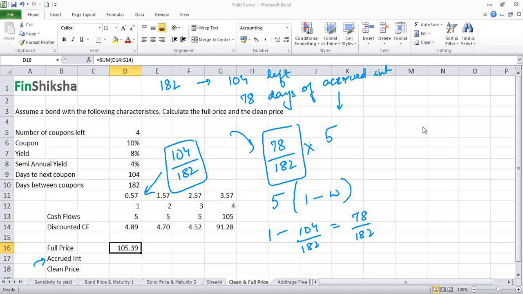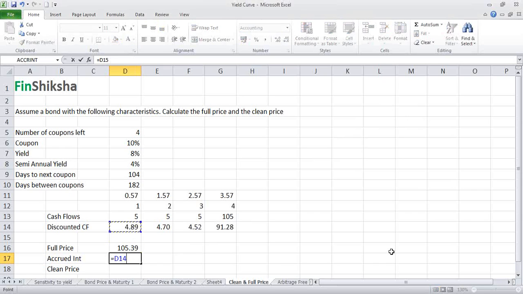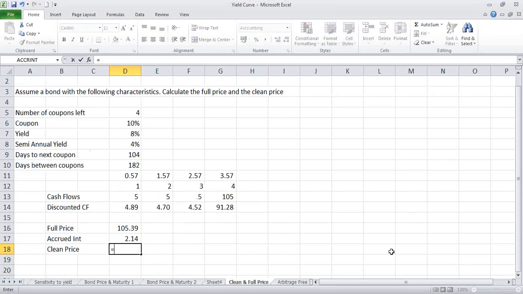We get interest only for the first 78 days. So let's calculate accrued interest very quickly. We are saying this is equal to 5 multiplied by 1 minus 0.57. 2.14 is the accrued interest. The clean price therefore is the full price minus the accrued interest, which is 103.24.